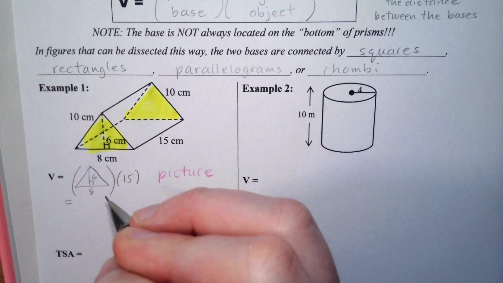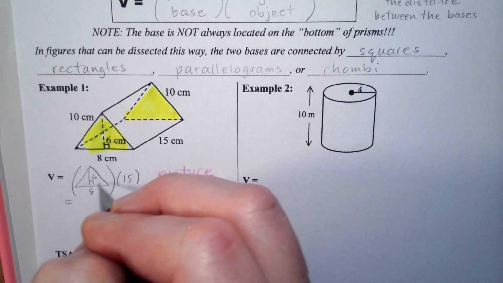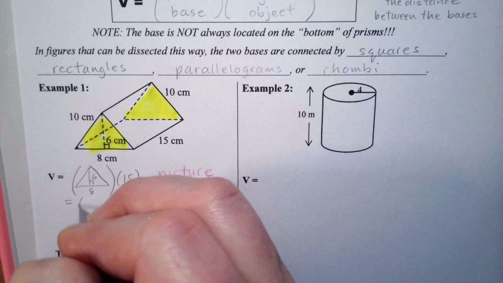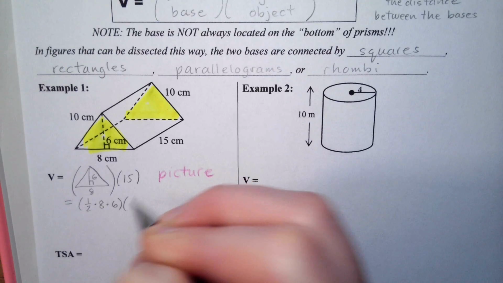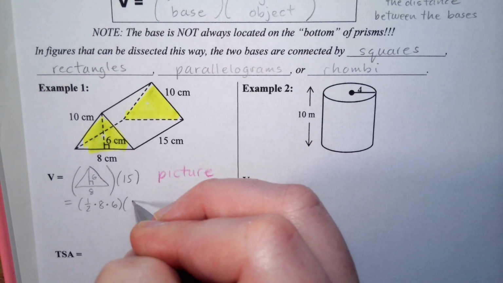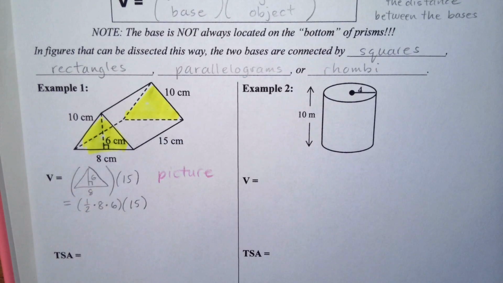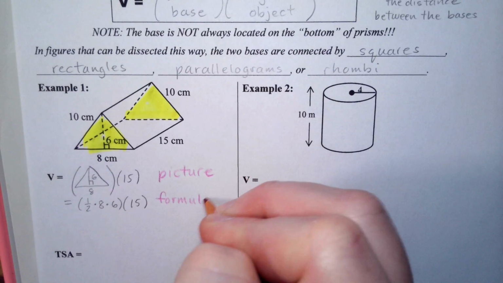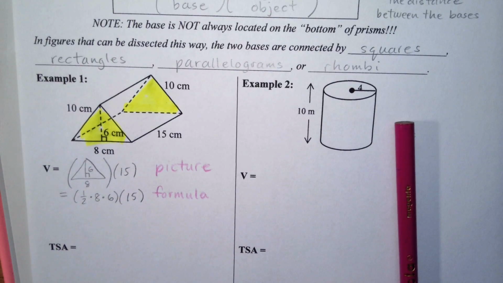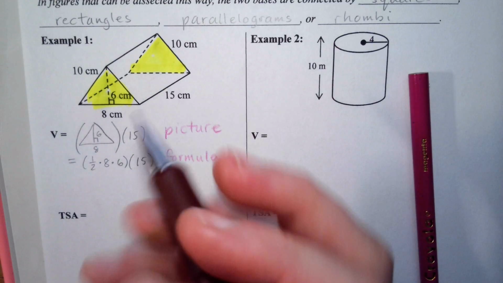Second step, formulas. What I mean by that is you show how you use the formulas. So the area of a triangle is 1/2 base times height. So I'm going to write 1/2 times 8 times 6. And then we multiply by the height of the actual prism, which is 15. So this is what we call the formula step. I'm showing how I'm using those area formulas to eventually get the volume.